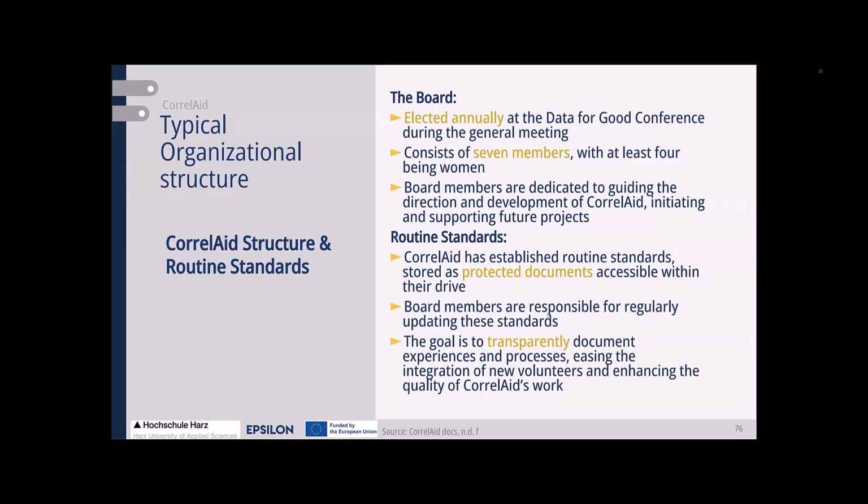The overall goal is transparency within the network, and that experiences and best practices can be shared within a network of volunteers. And the board members are responsible to regularly update these standards.